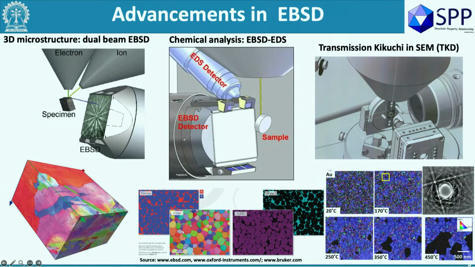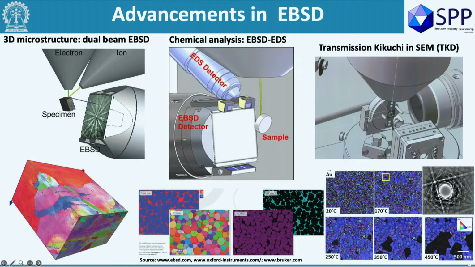Of course, EBSD has many other advantages that I always like to explore. It gives you 3D information, three-dimensional orientation. Now you can get coupled chemical information. You can do Kikuchi, TKD, transmission Kikuchi diffraction, which I have a fascinating story to tell from my personal experience. And you can do in situ testing and all those things. So many great things you can do.